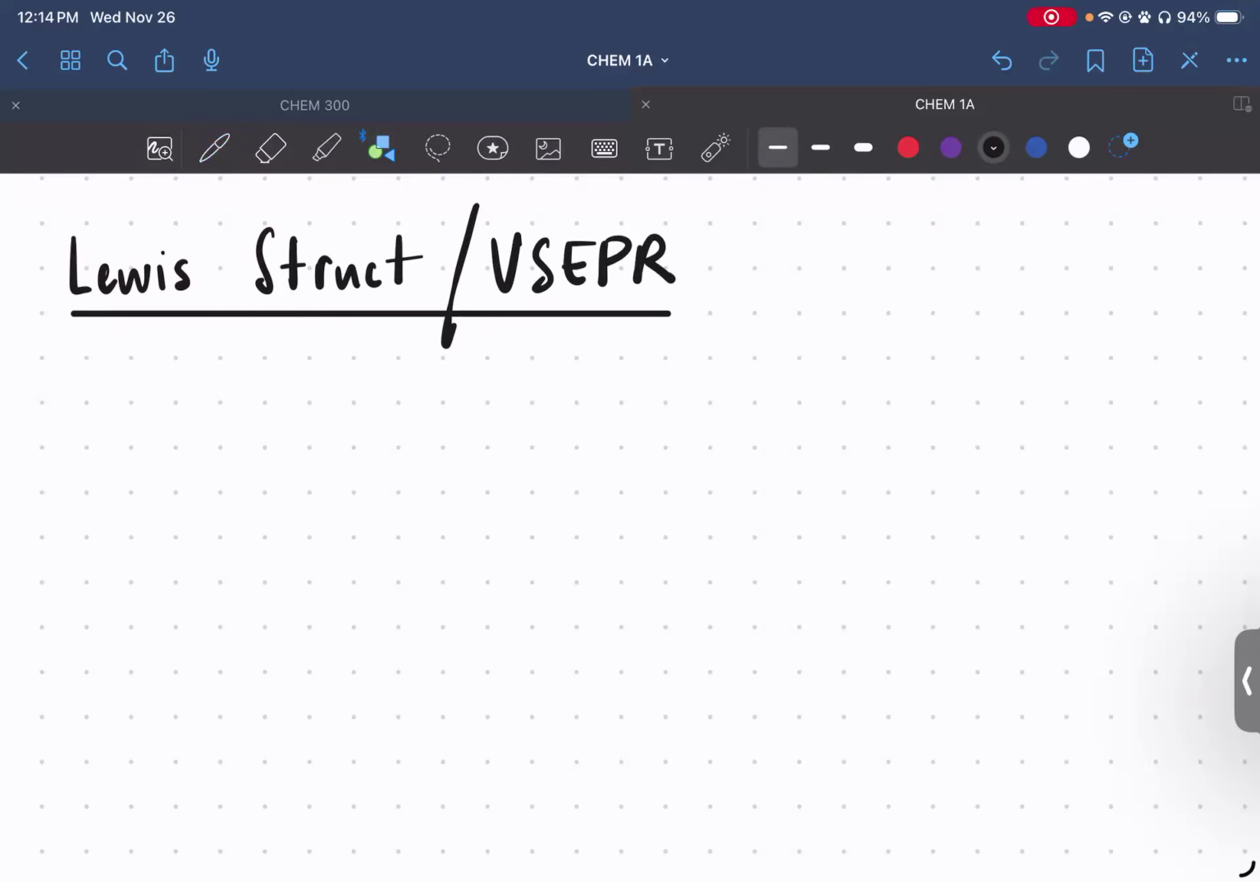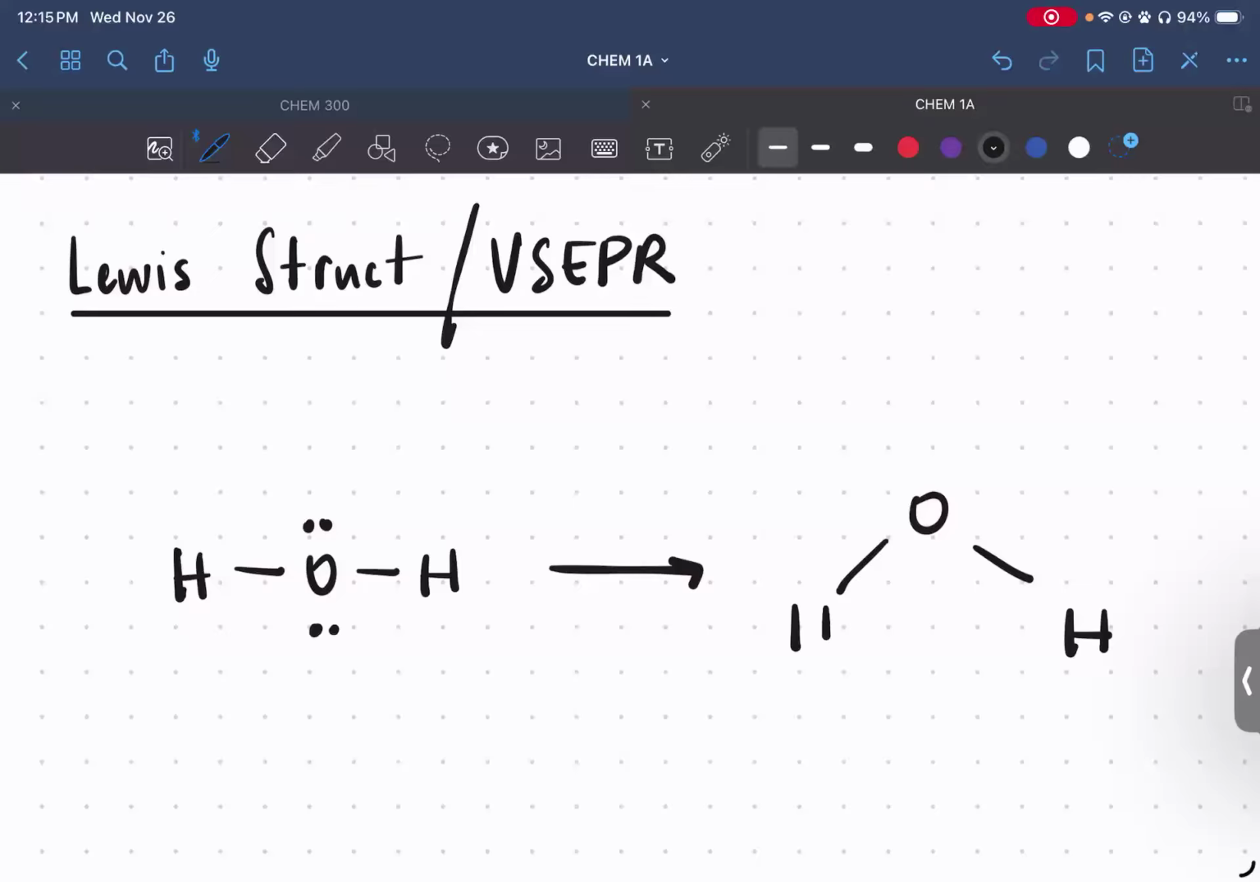If we were to construct the Lewis structure for H2O, we would end up with a situation where we would have 2 lone pairs on the central atom. When converted to the VSEPR geometry, it actually takes on a bent geometry such that the angle between the atoms is less than 109 degrees.